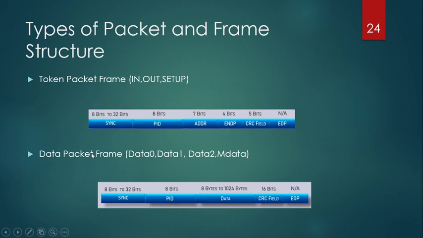Next, we can have the data packet frame, that is for the actual payload. In the case of the data packet, for transmitting up to 1024 bytes of data, there can be DATA0 and DATA1. And if you are using high-speed devices, it can have two more, that is DATA2 and MDATA, for very high-speed data transfer. These two formats are supported, and the format of the data packet frame will be as such.